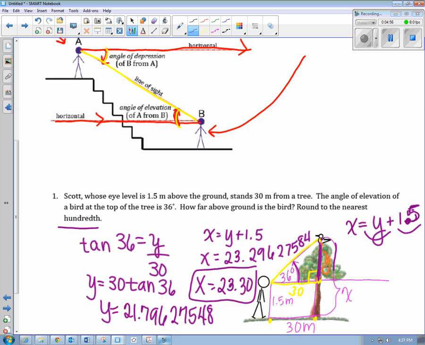It's not just about the triangle that's formed. It's also about the height of Scott's line of sight that we have to take into consideration here.